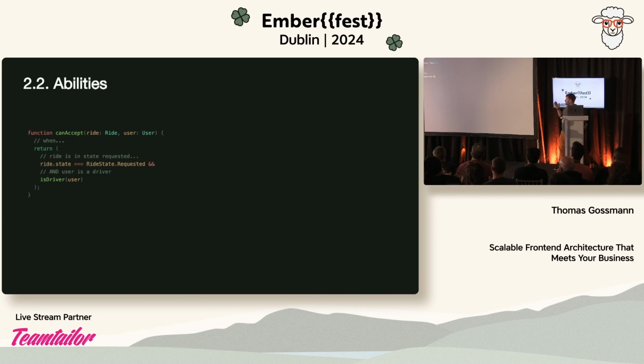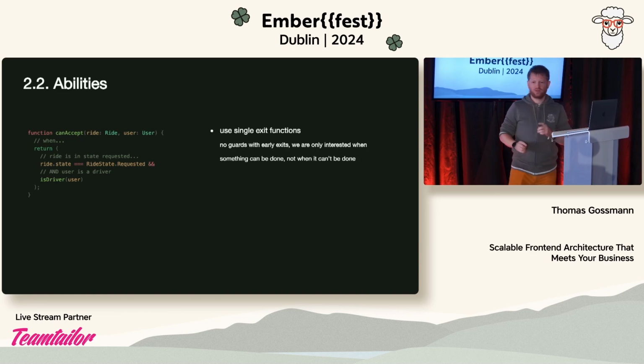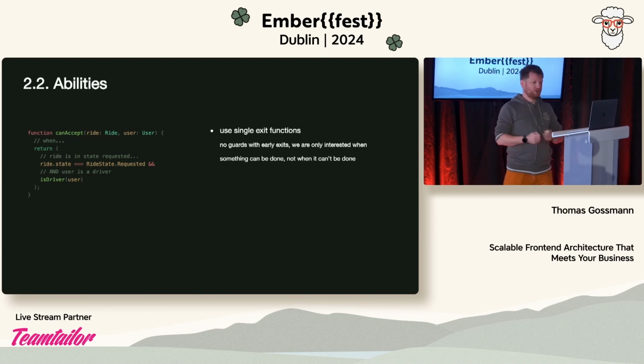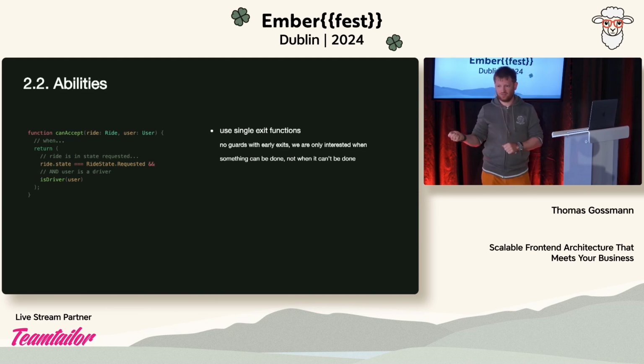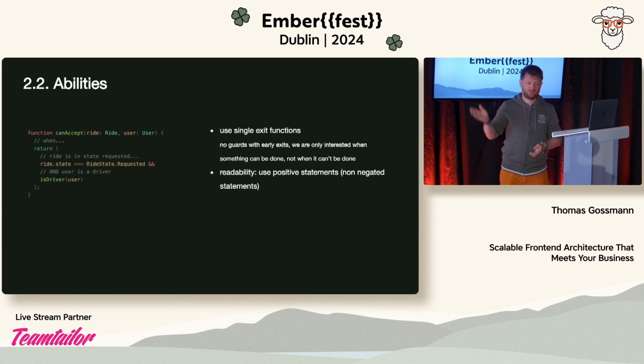Now, here we have a function that checks if we can accept this write, and we can do that when the write is in state requested and the user is a driver. It follows the idea of Uncle Bob to have single exit functions. We are only interested in when we actually can accept, and not interested in when we cannot. For readability, use positive statements.